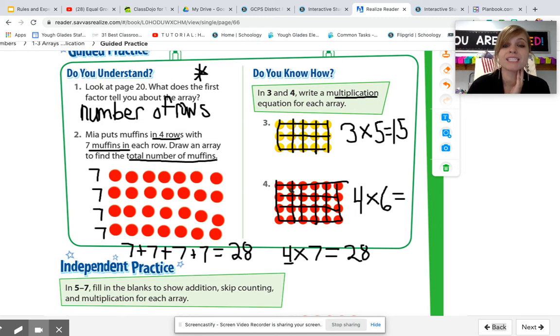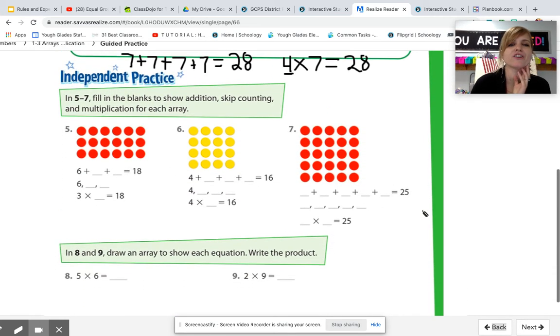So I have like 6, and 6 here makes 12. And I know I have another set here, and that also makes 12. And 12 plus 12 is 24. Now, they didn't ask us to solve it. I went ahead and solved it just to be a little extra. But number 3 and 4 just wanted you to write a multiplication equation. They didn't say solve it.